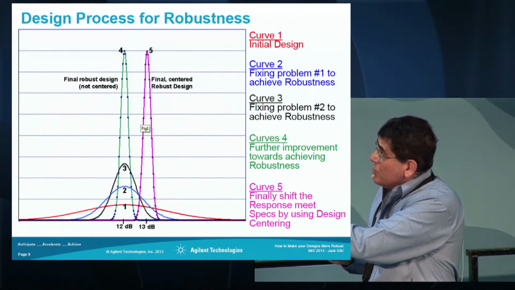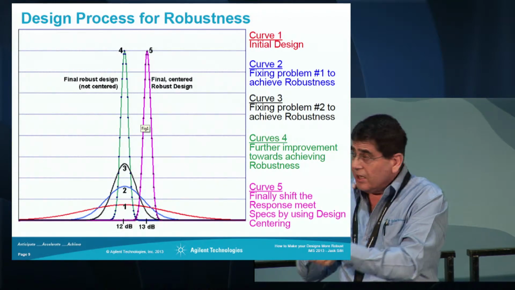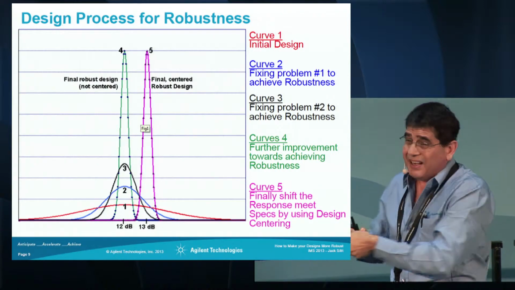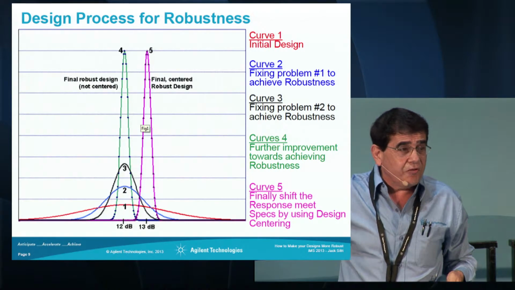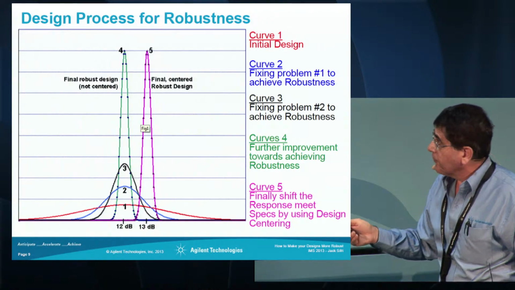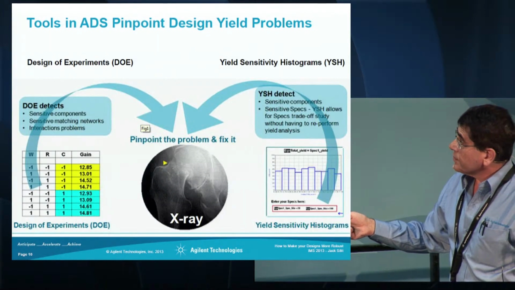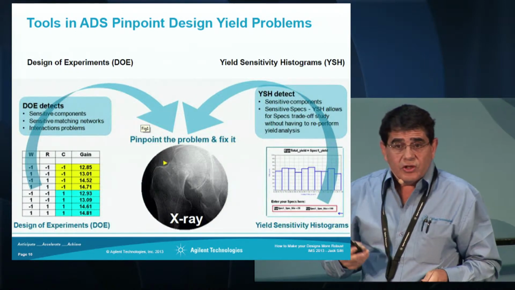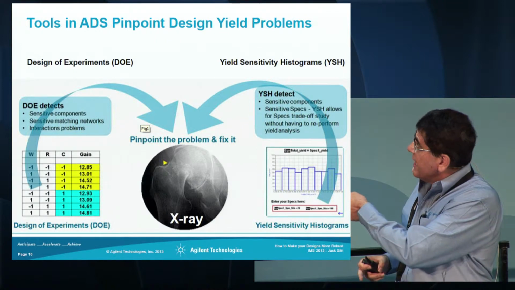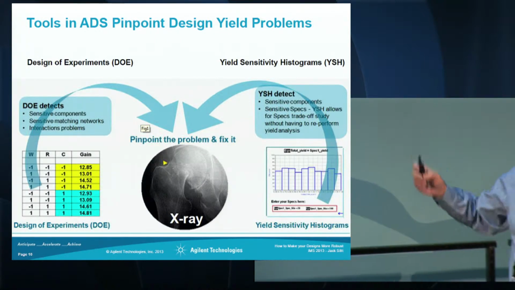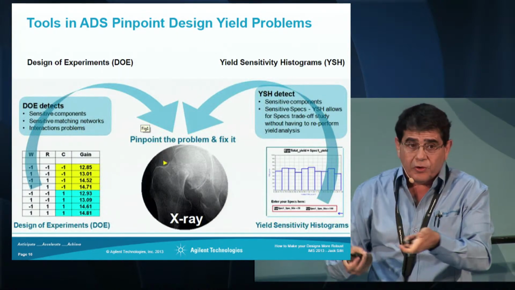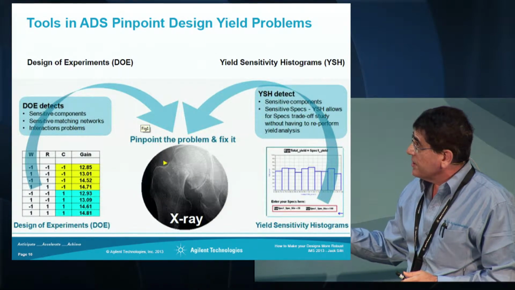And then at the end, you center your design to the spec. If you need 13 dB gain, you move this curve to the 13 dB gain. This is basically the process of creating robust design. That's the process I use when I design. The two tools to apply to detect where the problem is are design of experiment and yield sensitivity histogram. And I would like to briefly discuss with you what is design of experiment for those who maybe haven't used it.